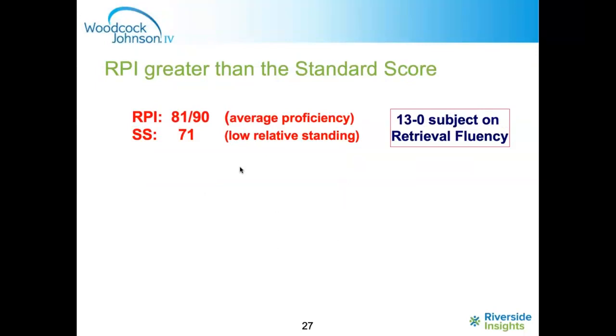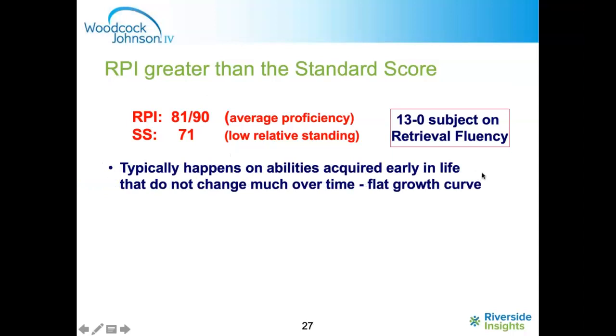Some folks have said to me that RPIs are always lower. And that's not necessarily true. Let's look at some examples here. Here's an example of an RPI in reading fluency or retrieval fluency that has an 81/90, which is a pretty good score, but it has low relative standing. Now, why does that happen? Well, it typically happens on abilities that are acquired early in life, and they just don't change much over time. They have a flat growth curve.